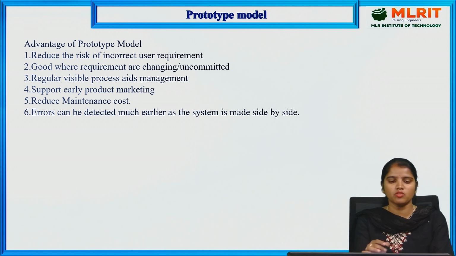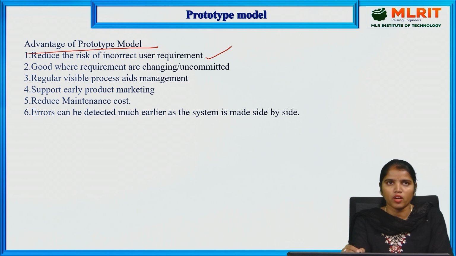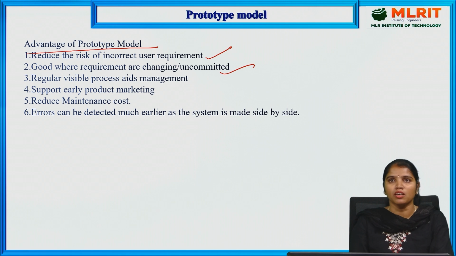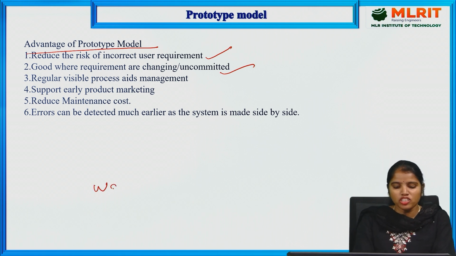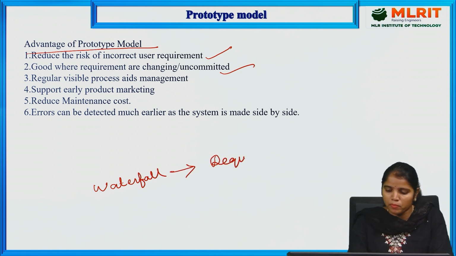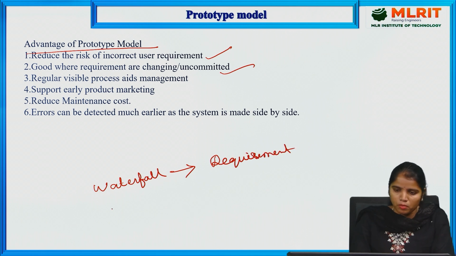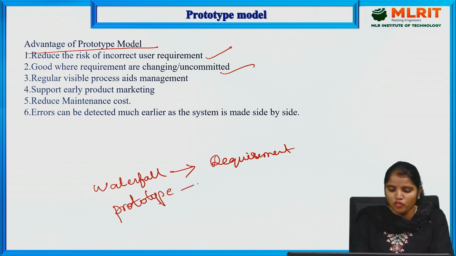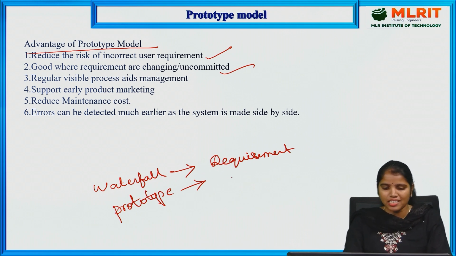Now let us discuss what are the advantages of prototype model. It reduces the risk of incorrect user requirement. Good where requirements are changing and uncommitted. Here you can observe previously waterfall model cannot change the previous phase. For example, in waterfall model, we cannot change the requirements or designs based upon the customer need. Here in this prototype model, we are able to do the modifications by using the customer's needs.